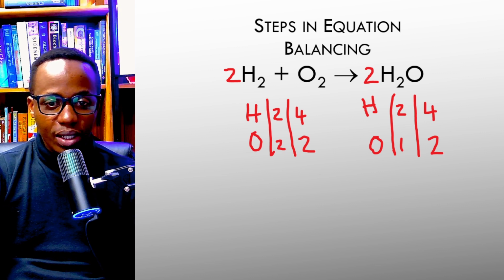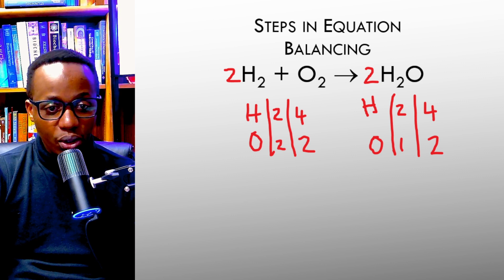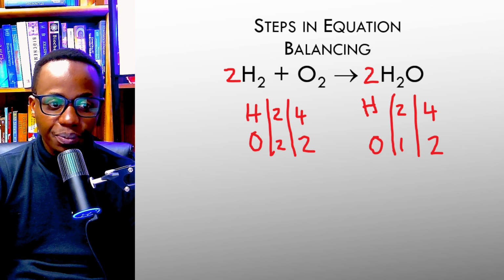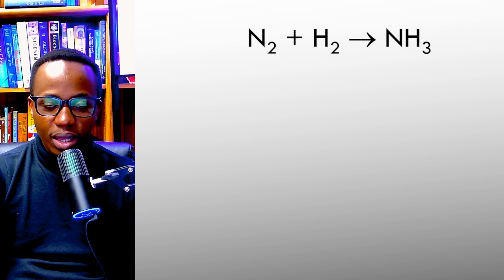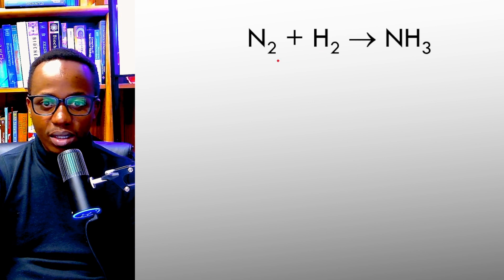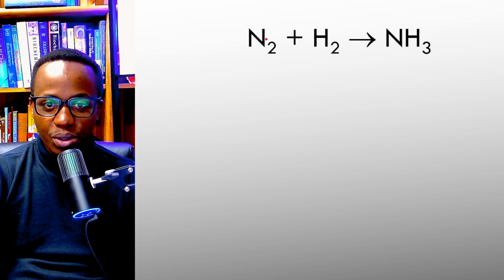And just to show you how easy it is, we're going to have another example. N2 plus H2 is equal to NH3. This is ammonia. Now, is this reaction balanced? No, because nitrogen is 2 here, nitrogen is 1. Hydrogen is 2 here, hydrogen is 3. So none of these are balanced.